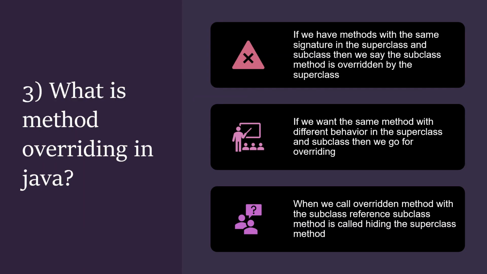Question 3. What is method overriding in Java? If we have methods with the same name, same signature, and same return type in the superclass and subclass, then we say the superclass method is overridden by the subclass. So when to use overriding in Java? If we want the same method with different behavior in the superclass and subclass, then we go for overriding. When we call an overridden method with the subclass reference, the subclass method is called, hiding the superclass method.